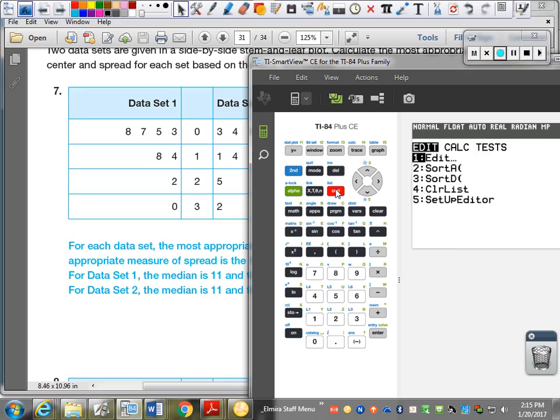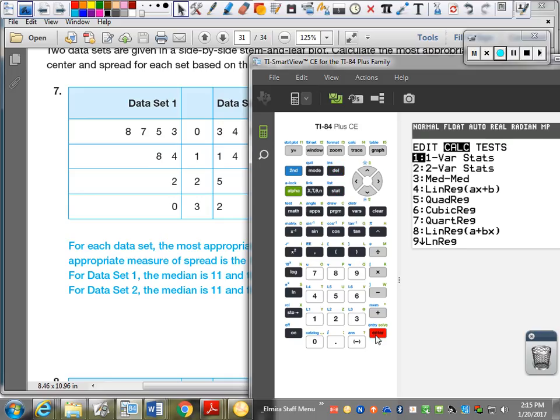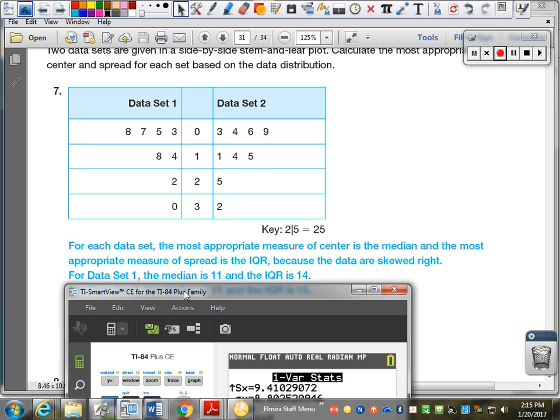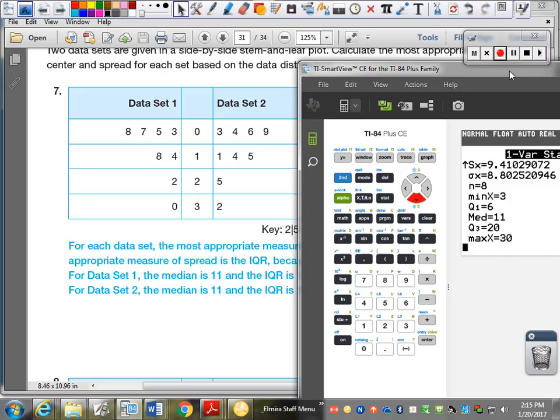So let's do this again. Stat, calc, one variable stats. There we go. Now we get something that matches the answer key. The median is 11, and then 20 minus 6 is 14. So data set 1, 11 for the median, and IQR is 14. Now if I was going to do the other set, stat, we'll clear our list. Which list are we clearing? L1.